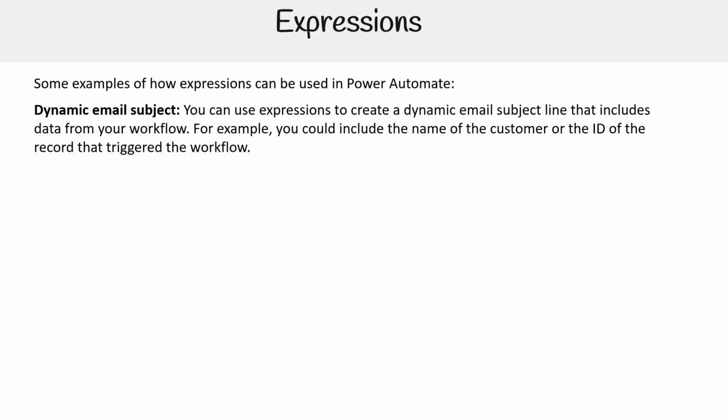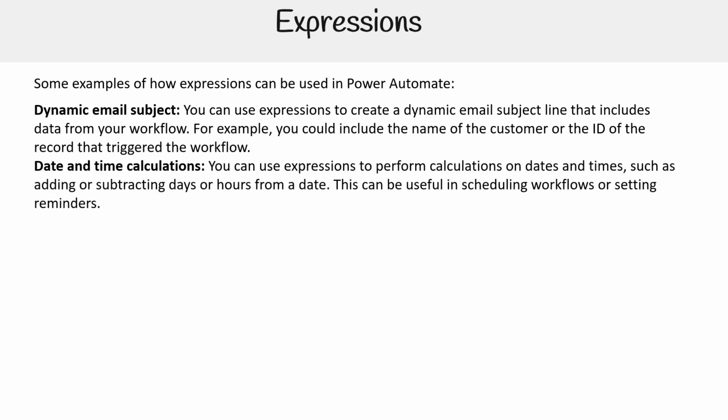Dynamic email subject. You can use expressions to create a dynamic email subject line that includes data from your workflow. For example, you could include the name of the customer or the ID of the record that triggered the workflow. Date and time calculations. You can use expressions to perform calculations on dates and times, such as adding or subtracting days or hours from a date. This can be useful in scheduling workflows or setting reminders.